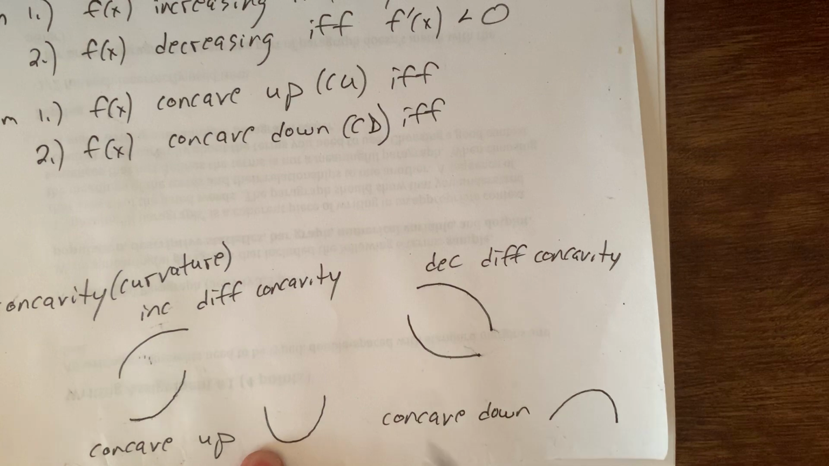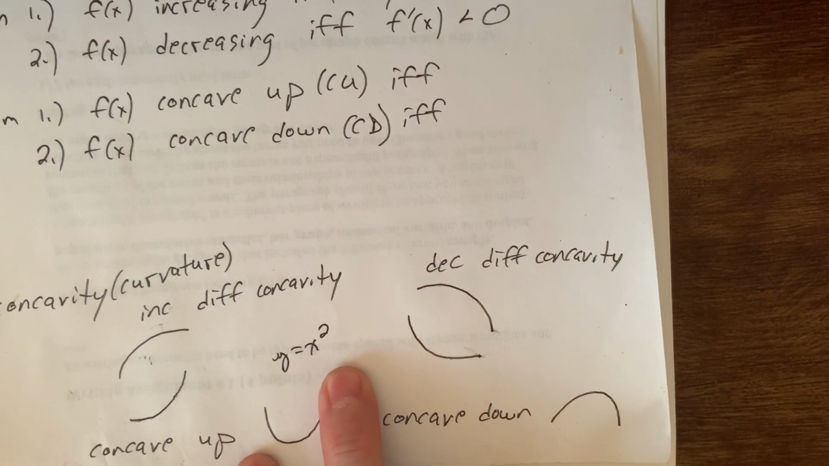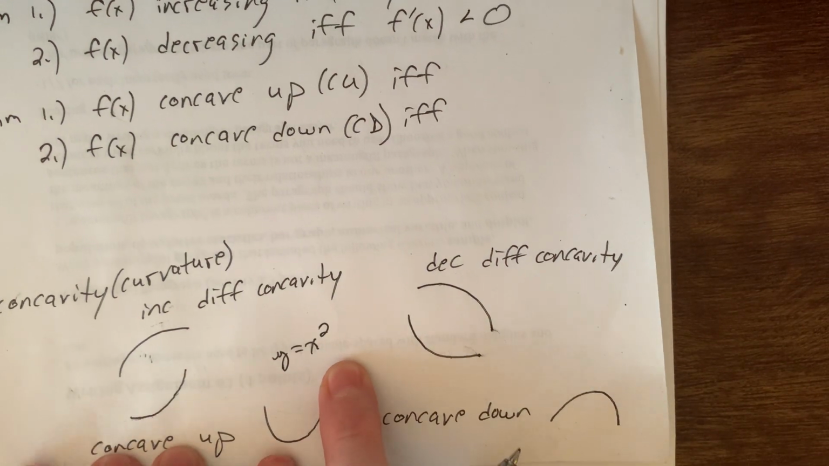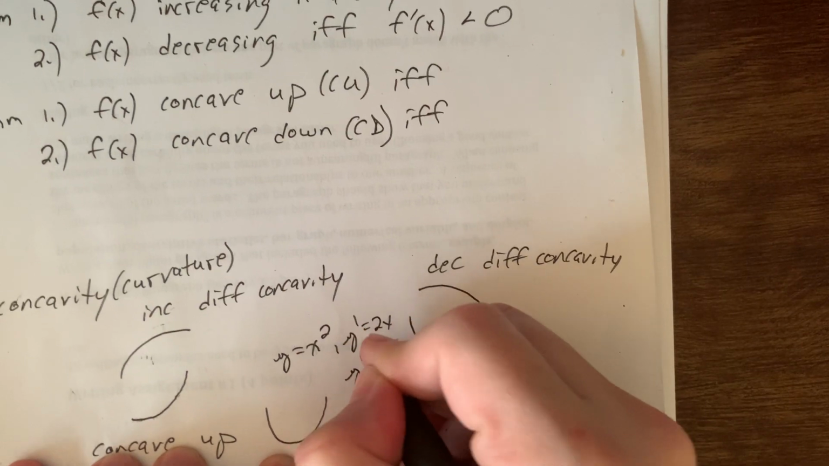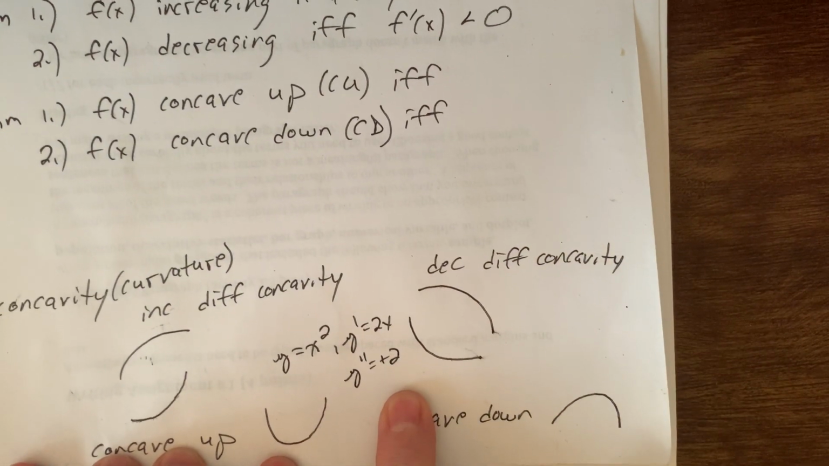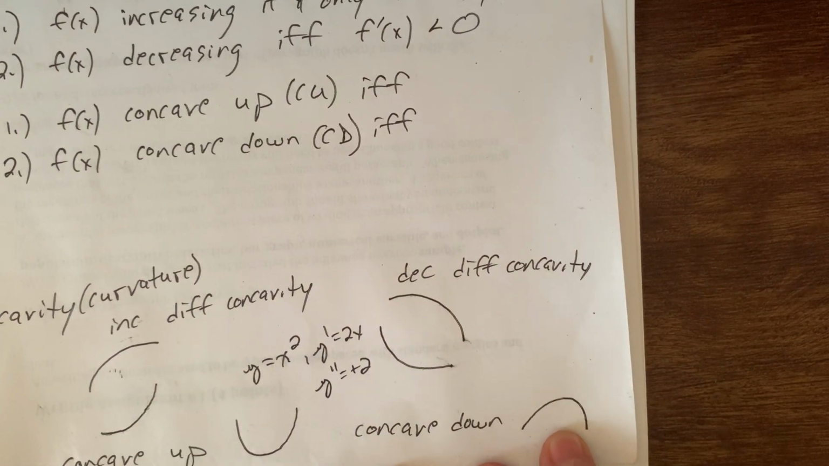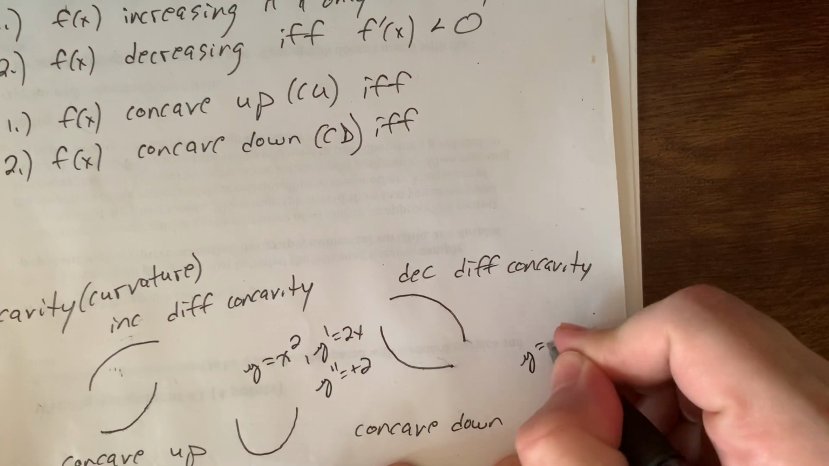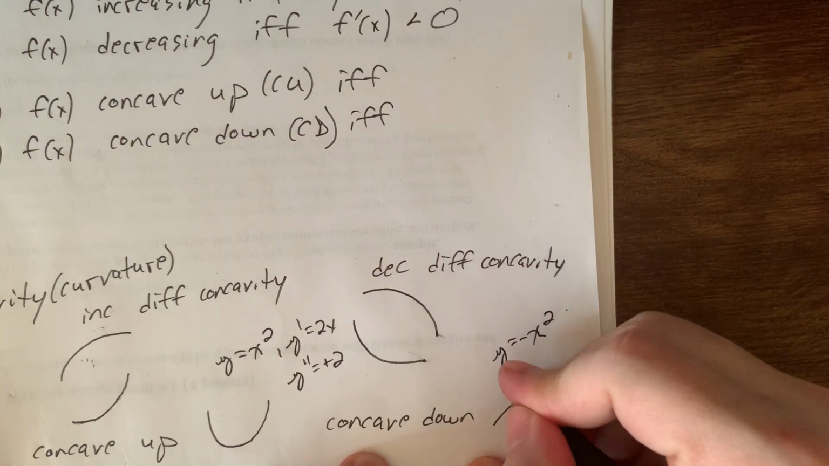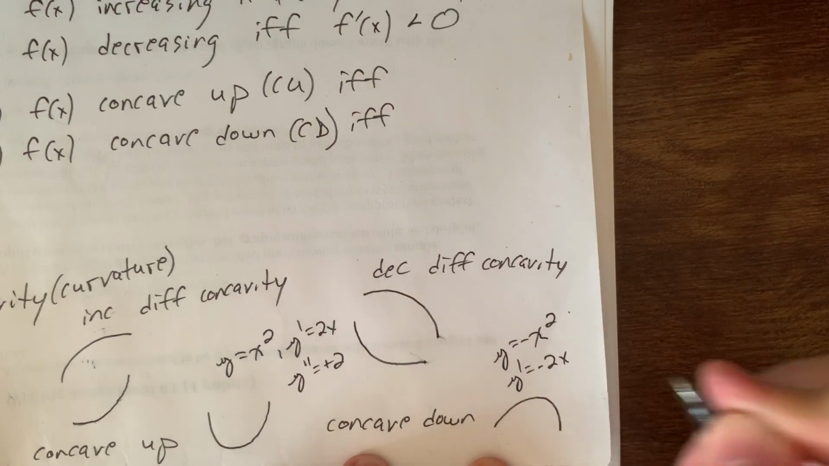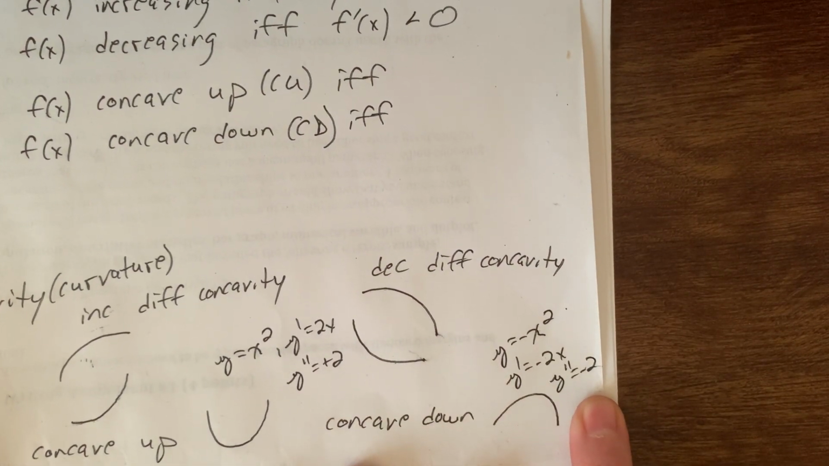This, an upright facing parabola, would be y equals x squared. What happens to its second derivative? Well, its first derivative is 2x. Its second derivative is positive 2. Look what happens over here. This is an upside down parabola. Its most basic equation would be negative x squared. So its first derivative would be negative 2x, and its second derivative would be negative 2.